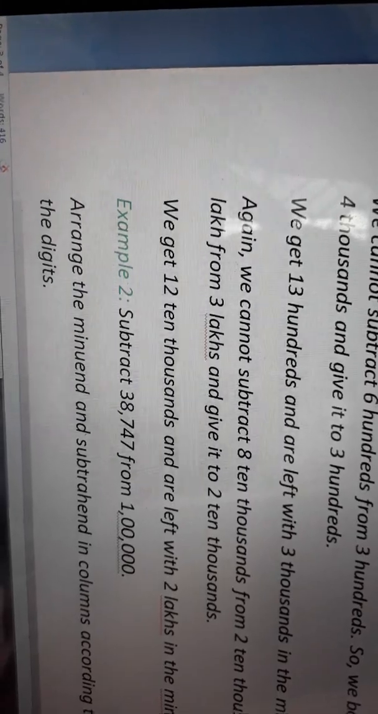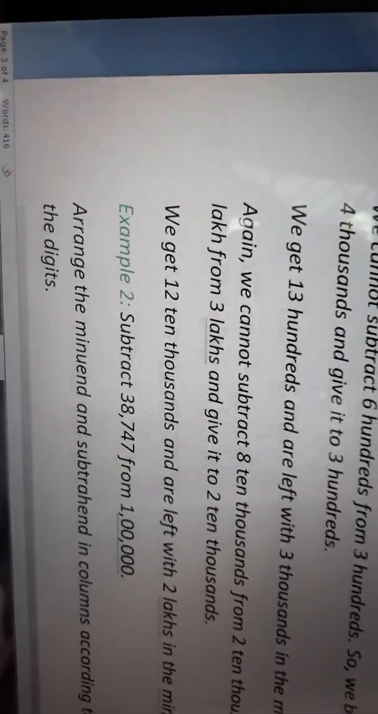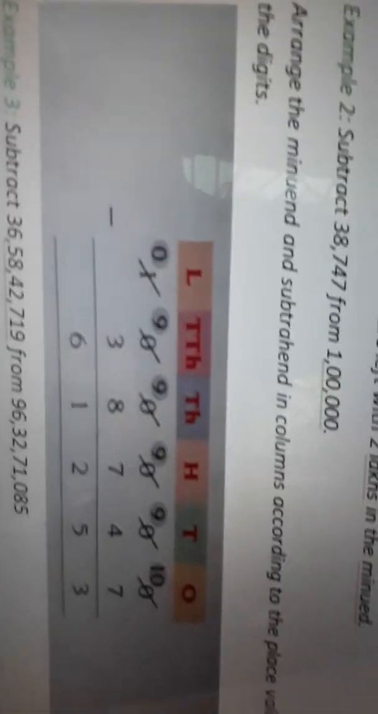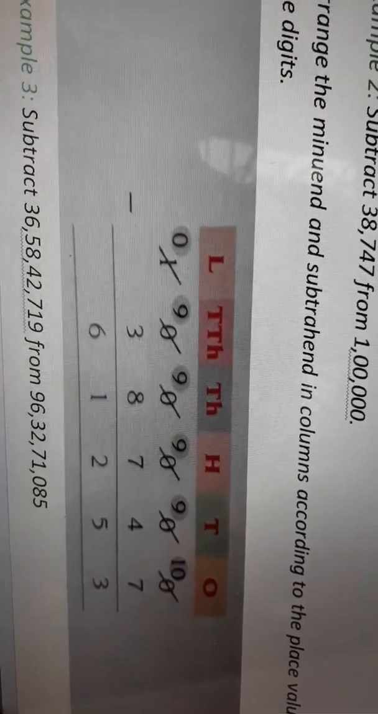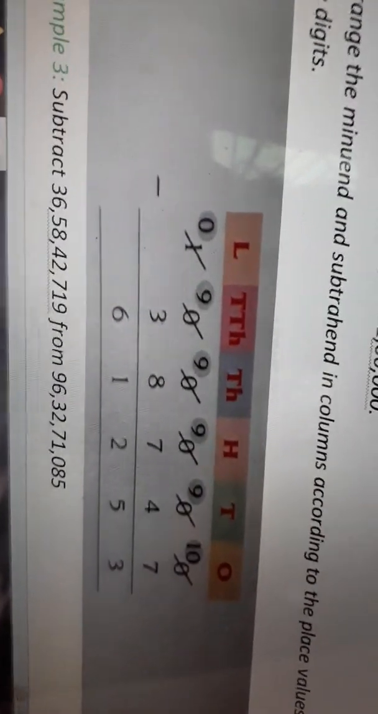Okay, see this example. Subtract 38,747 from 1 lakh. How to solve this problem? At first you arrange the minuend and subtrahend in columns according to the place values of the digits. So this way, at first you arrange the numbers in the place value chart and then easily you can subtract, like this.